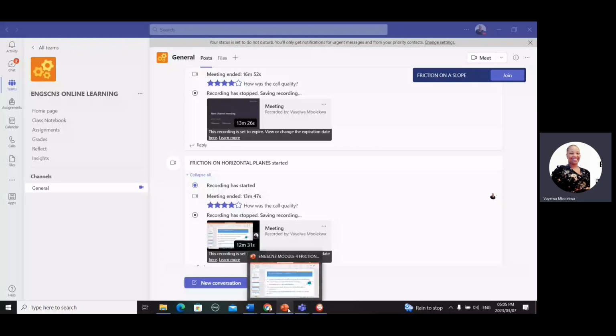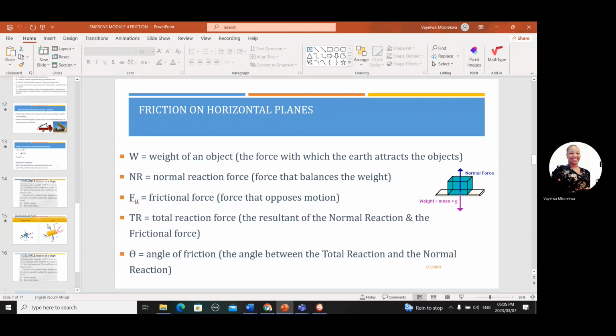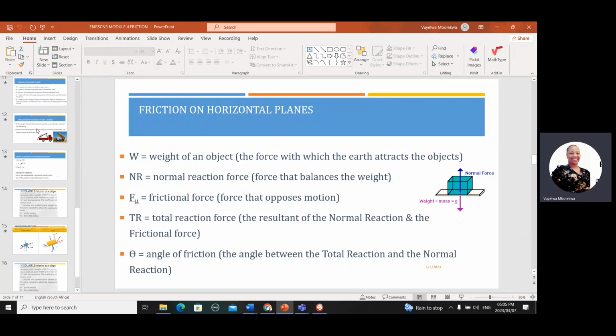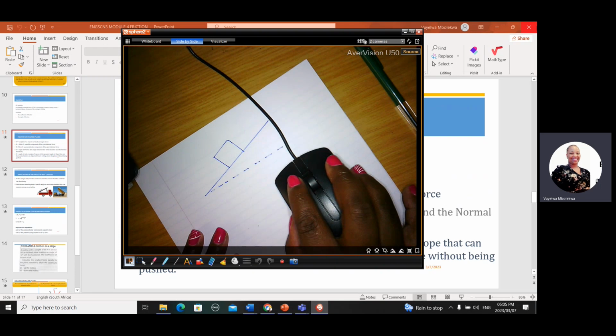on inclined planes, which means friction on a slope. So I'm going to share my screen. Now, again, you've got the notes that explain to you what forces are there when you have friction on an inclined plane.